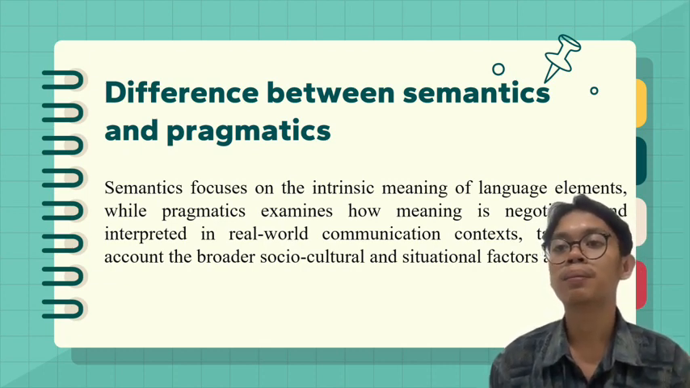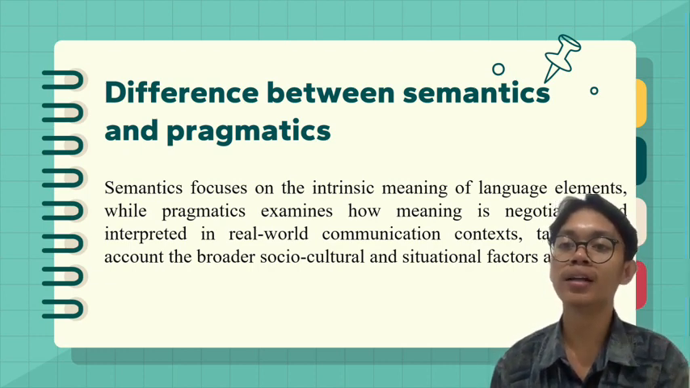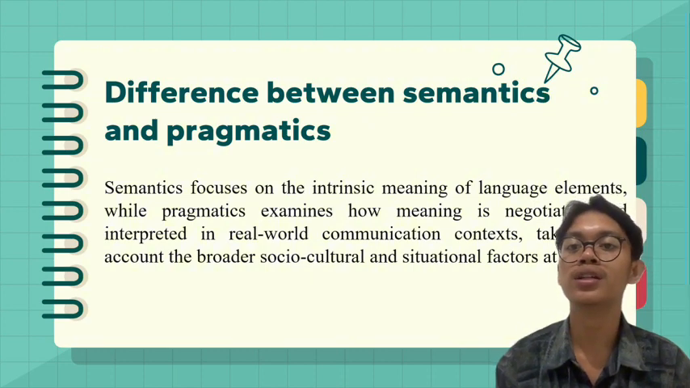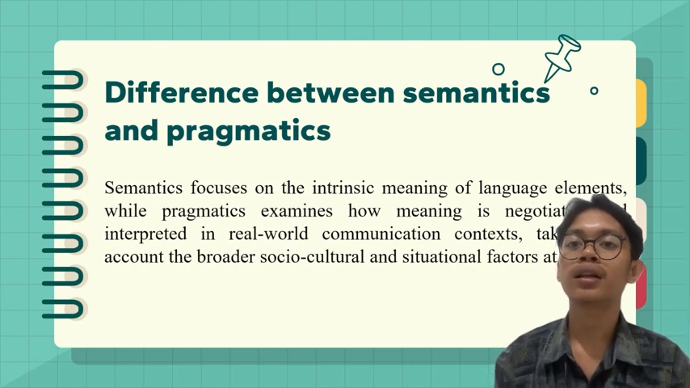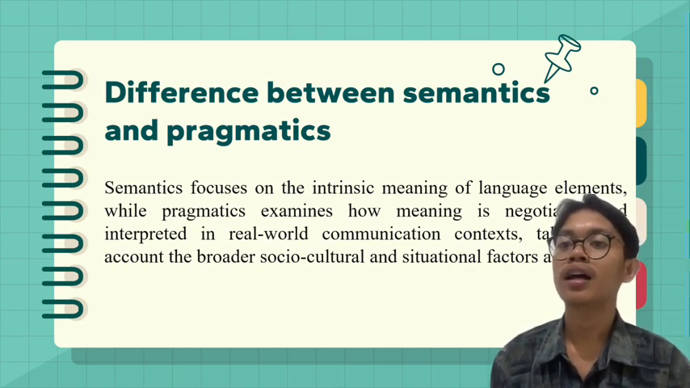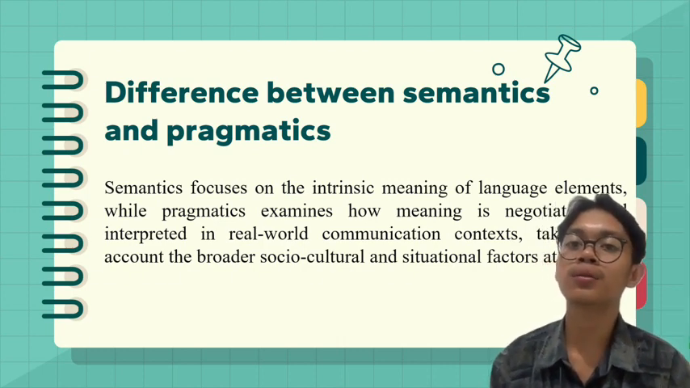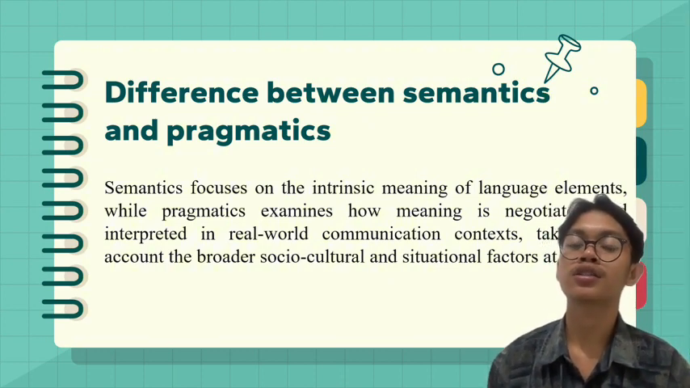Semantics cares about the core meaning of language regardless of where or how it's used, while pragmatics is about how we understand language in real life. It's not just about what words mean, but how we use them in different situations. Pragmatics looks at things like what someone meant to say, how others understood it, and the situation they are in. It's about how language works in the real world, considering the context and social dynamics.